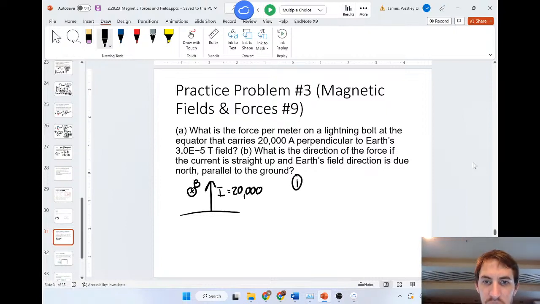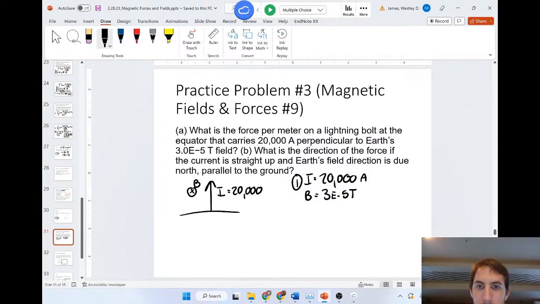And B equals that. I'm going to write down the givens over here. So the current is 20,000 amps. The magnetic field due to the Earth is 3 times 10 to the minus 5 Tesla. And that's all you got.